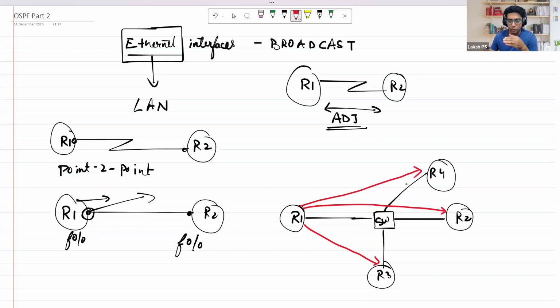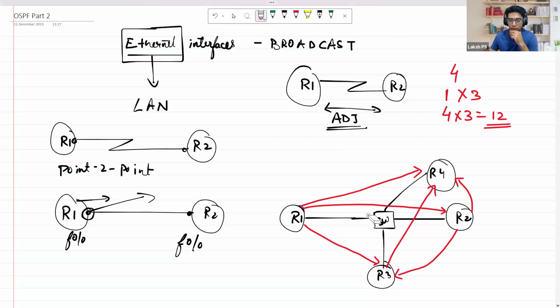Similarly, R2 is going to form adjacency with R4. R2 is going to form adjacency with R3. R3 is going to form adjacency with R4 as well. So what is happening? Four routers, each router is forming adjacency with three other routers. That means four routers will have three adjacencies each, or in total, they will have 12 adjacencies.